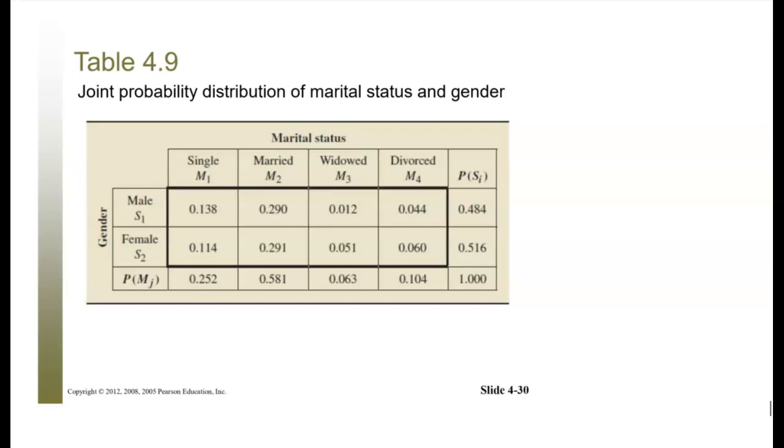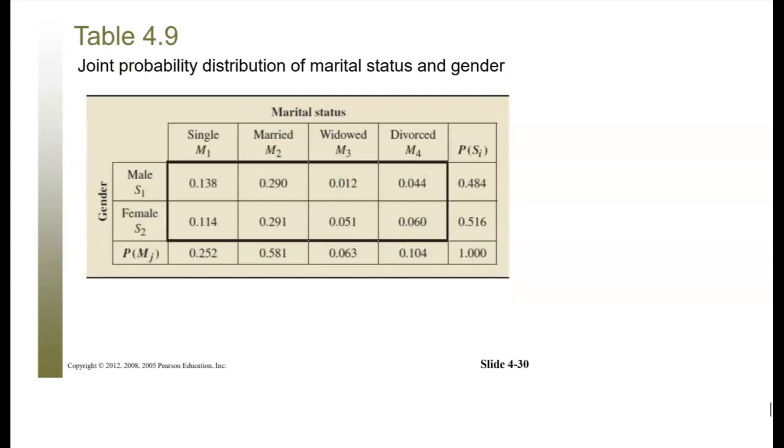And then, of course, we have the number of people that are single, the number of people that are married, widowed, and divorced. So the first one I want to calculate is what is the probability that an adult selected is divorced, so that's M4, given that the adult selected is male. Male is S1. So the probability that they are divorced given that they are male.